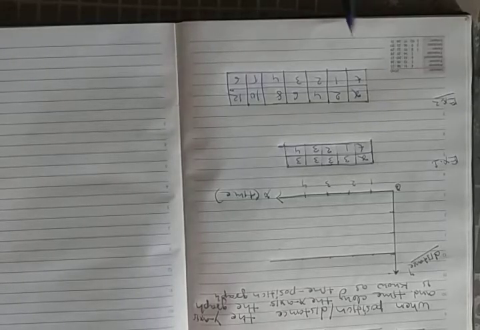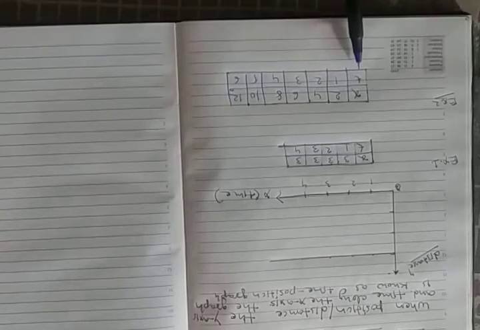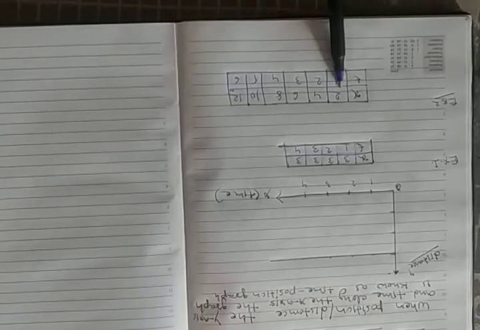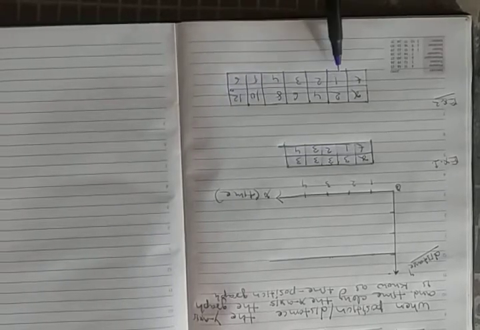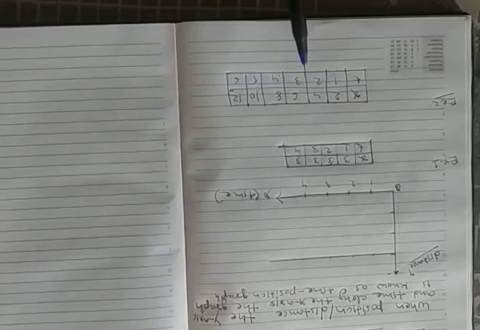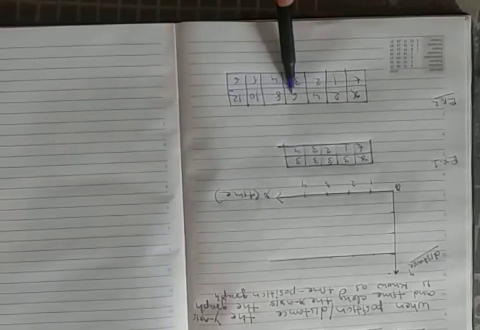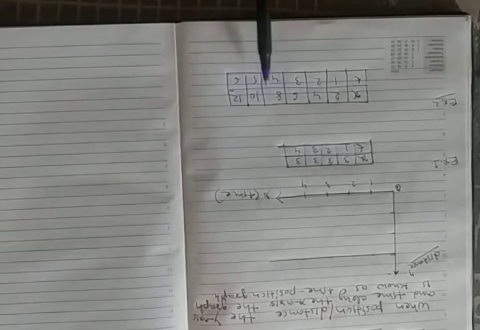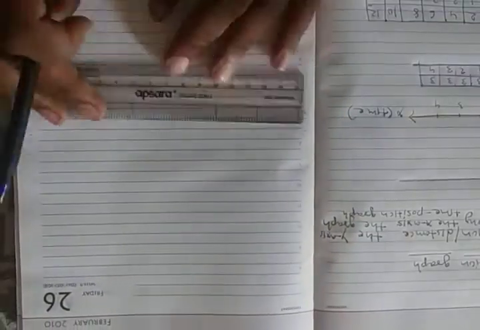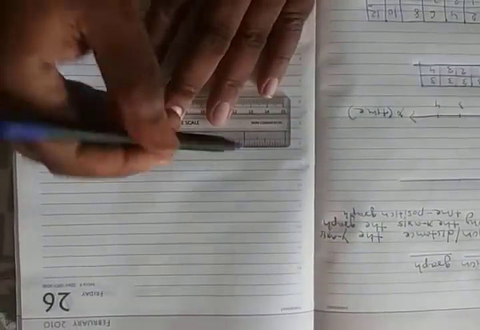Second example: time taken 1 second, 2, 3, 4, 5 and 6 seconds, and position 2, 4, 6, 8, 10, 12. That means at 1 second position is 2 meter, at 2 seconds position 4 meter, at 3 seconds position 6 meter, at 4 seconds position 8 meter, at 5 seconds 10 meter, and at 6 seconds 12 meter. Clear? So the graph is taken.